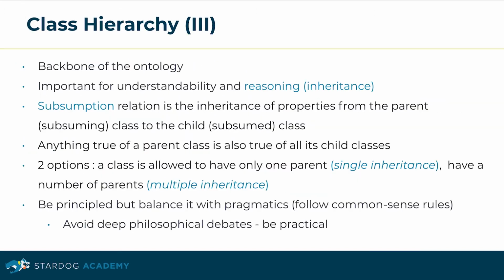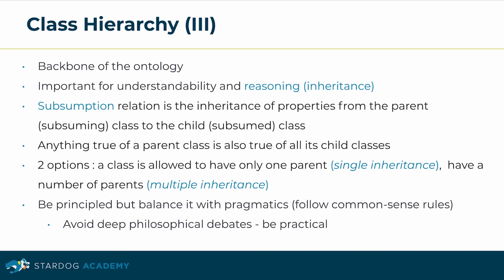So the third step in our ontology development process is the class hierarchy definition. This is the backbone of the ontology. It is important for the understandability of the model, but also for reasoning and inheritance. Subsumption relation is the inheritance of properties from the parent subsuming class to the child subsumed class. Anything true of a parent class is also going to be true for all its child classes.